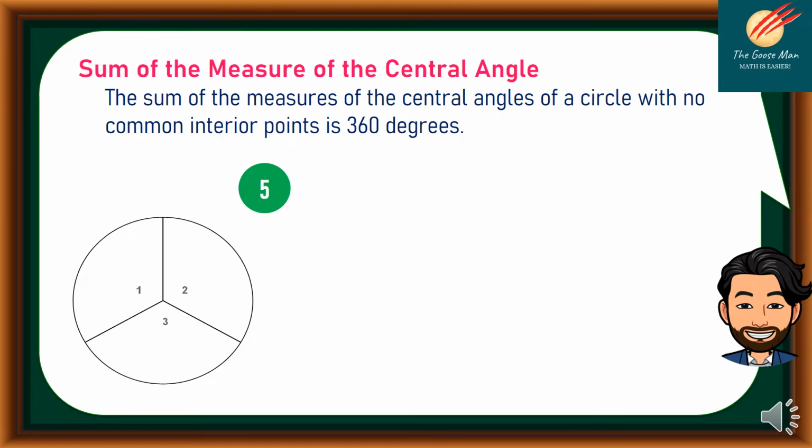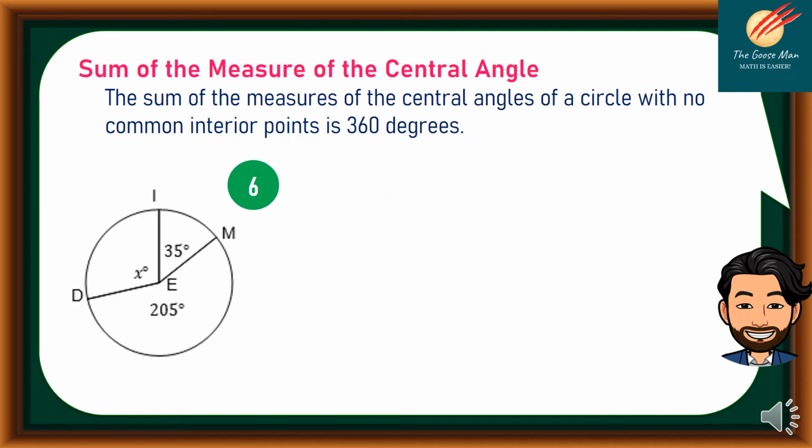Meanwhile, if we are talking about the sum of the measures of the central angles, it means that the sum of the measures of the central angles of a circle with no common interior points is 360 degrees. If we look at our illustration on the left side, we have angle 1, angle 2, and angle 3. So we can say that the measure of angle 1 plus the measure of angle 2 plus the measure of angle 3 is equal to 360 degrees.